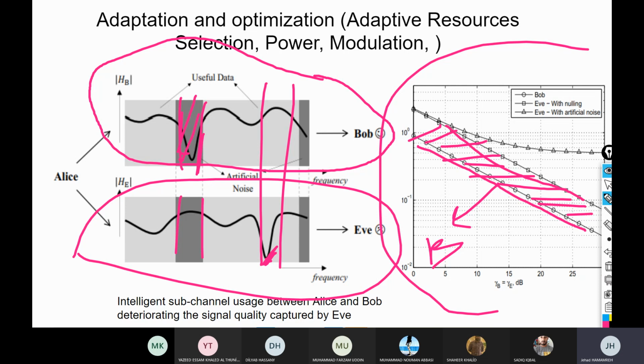This means that no matter what the signal to noise ratio is on the x-axis here, let's say 25 dB, you cannot reach a good bit error rate. You cannot reach even 10 to the minus 1, which means that you cannot decode any service successfully, which is really astonishing. This is also one of the good approaches to provide security. You combine adaptation with artificial signal injection. One thing to note here is that adaptation alone cannot provide perfect secrecy. That's why we always need some help from artificial signal injection or other techniques.